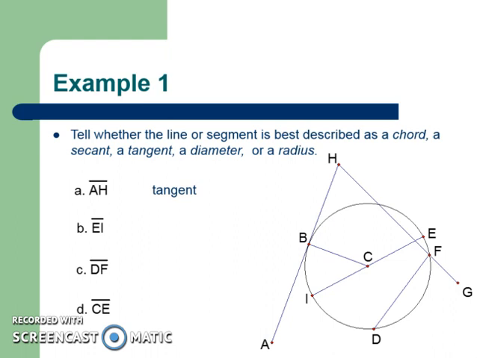EI is a diameter, it goes through the center. DF does not go through the center, so it's just a chord. And CE is a radius, it's half the diameter.